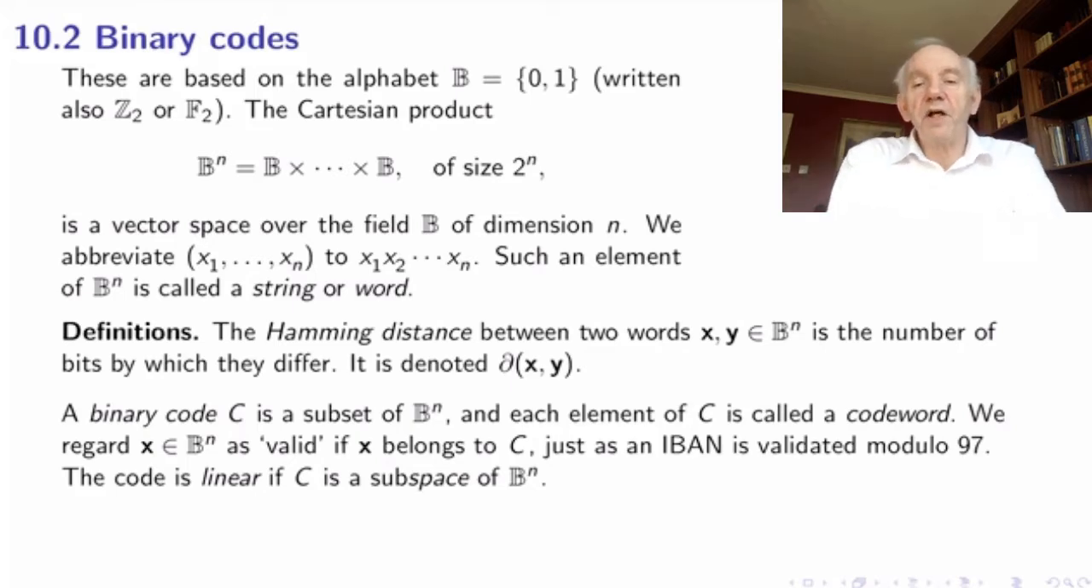And then what is a binary code? Well, the definition is very, very simple. It's just a subset of Bn, B to the n. So we're just distinguishing certain elements, certain vectors. We've got a total of 2 to the n vectors. We're just distinguishing some of them.